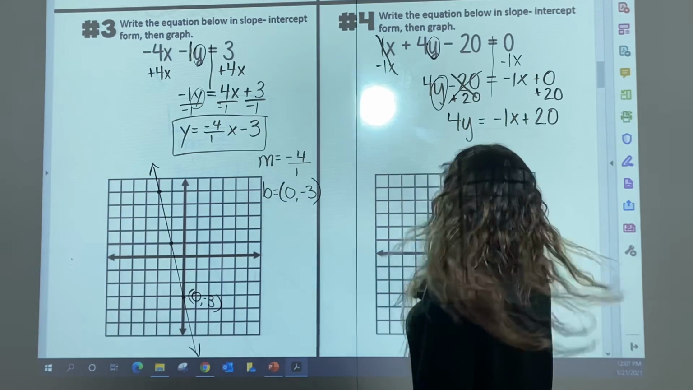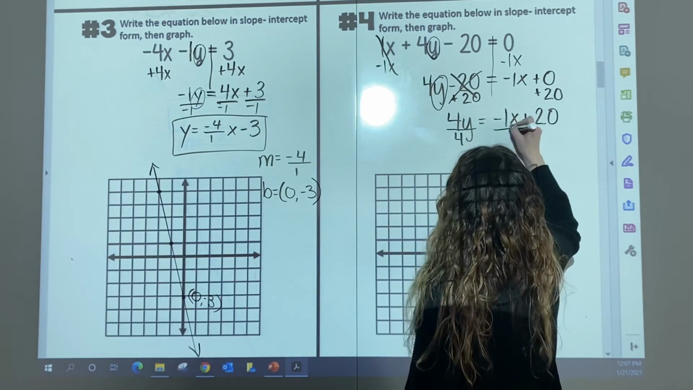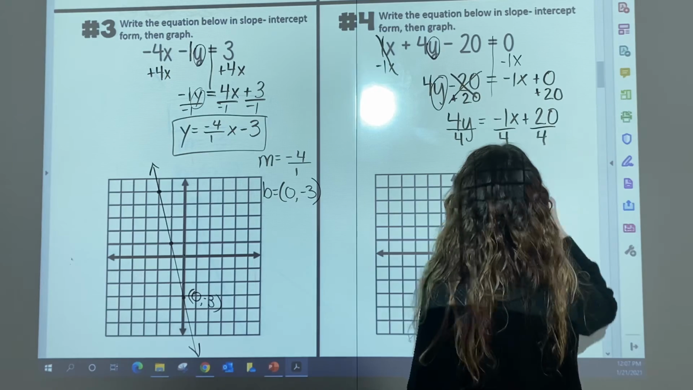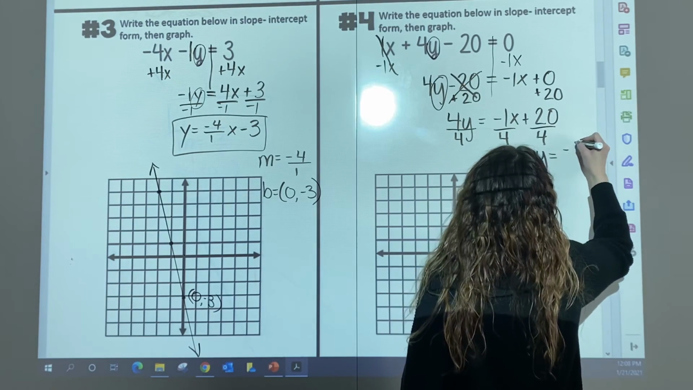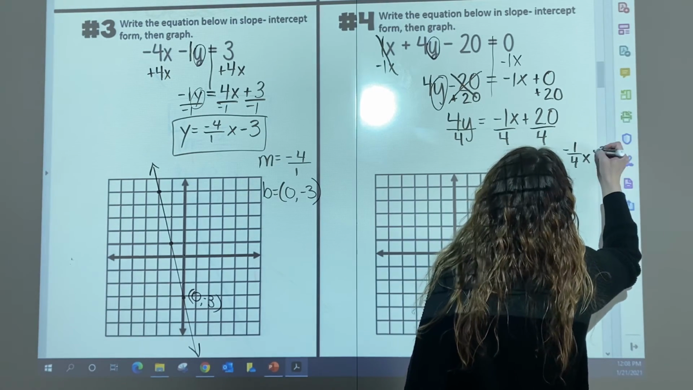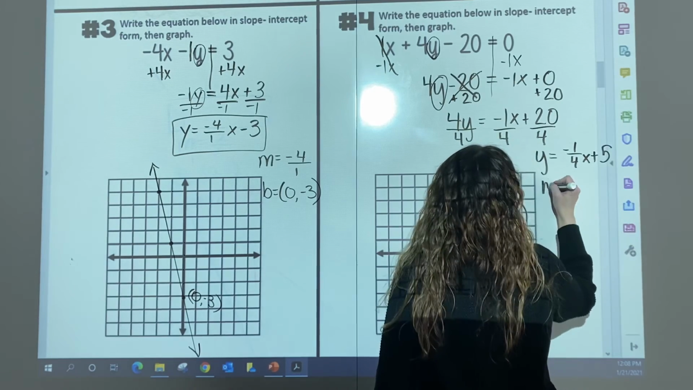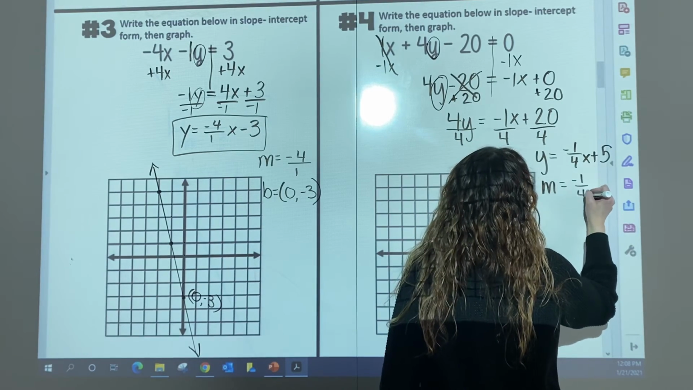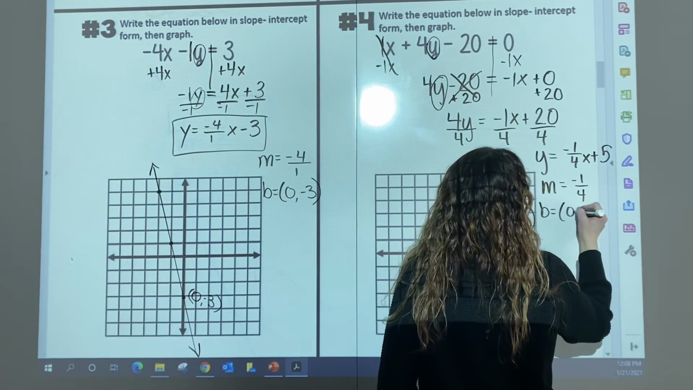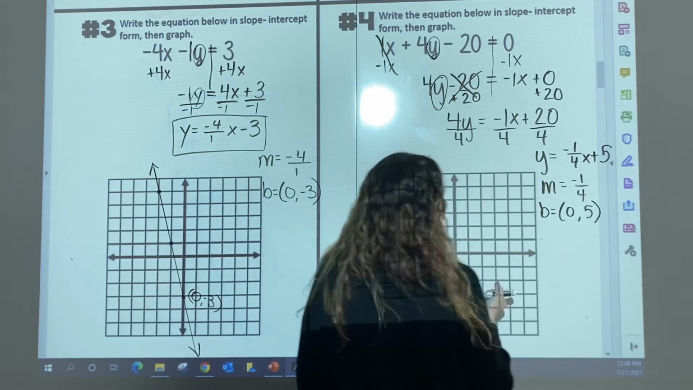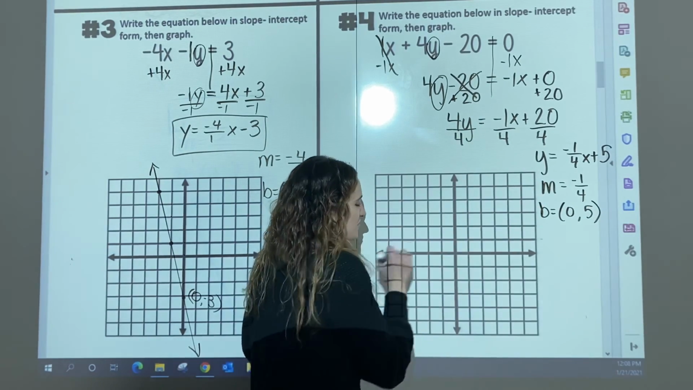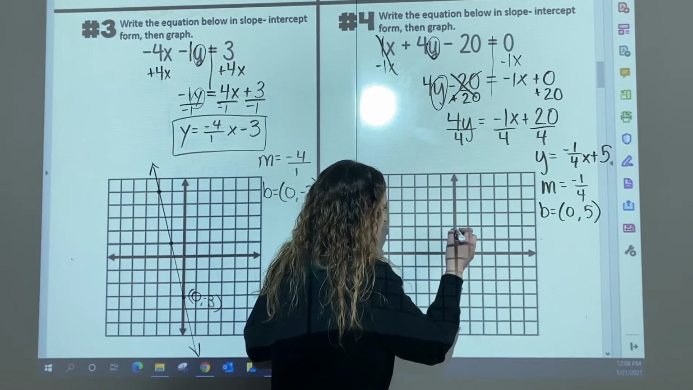My last step is to divide by 4. Giving me y equals negative 1/4 x plus 5. My slope is negative 1/4. My y-intercept where I need to start is at 0, 5. So from that origin, I'm going to go up 5.